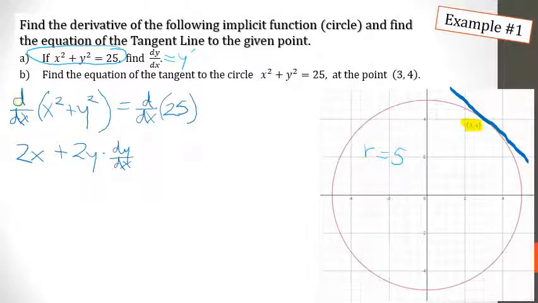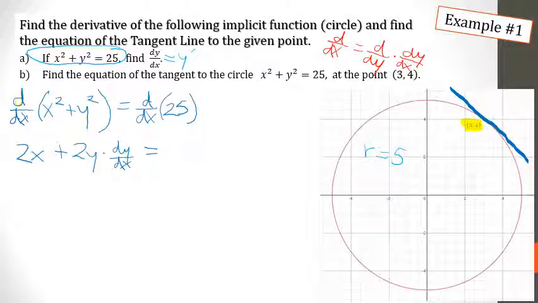So I'm going to do a reminder over here. The derivative with respect to x is first the derivative with respect to y, and then you multiply by the derivative of y with respect to x. So that's the chain rule. We have a y involved. And now that equals, what is the derivative with respect to x of 25? The derivative of a constant is 0.